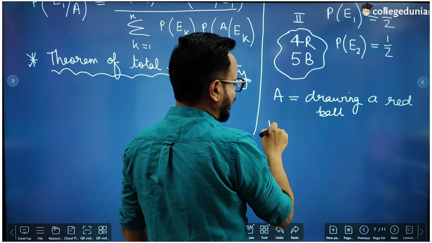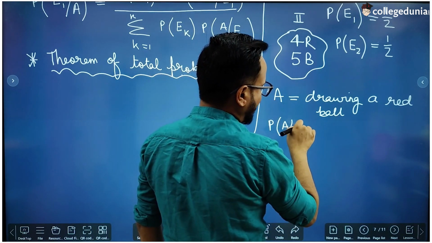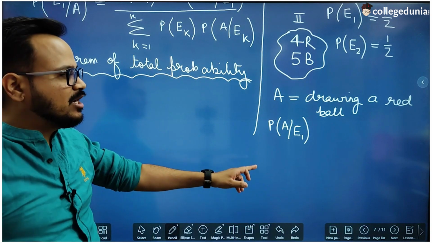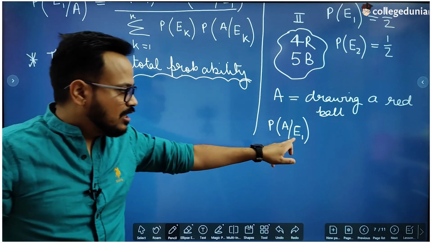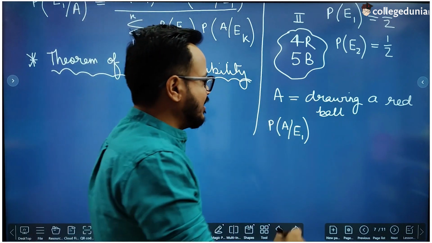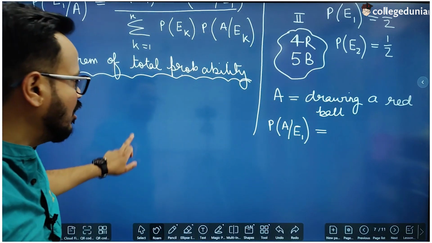A is the event of drawing the red ball. So what is this probability? P(A/E1). This is the conditional probability of first selecting bag 1 and then drawing a red ball from bag 1. So what is the probability of drawing a red ball from bag 1?